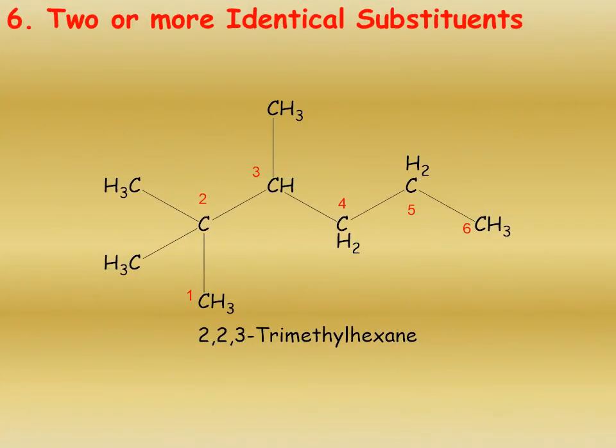2 or more identical substituents are indicated by using prefixes di, tri, tetra, and so on. Commas are used to separate the numbers. The following example illustrates it.